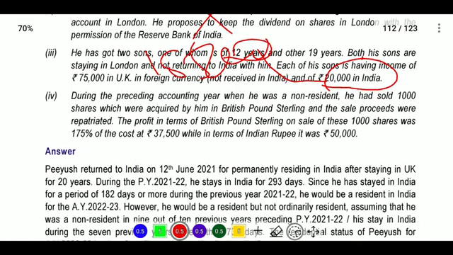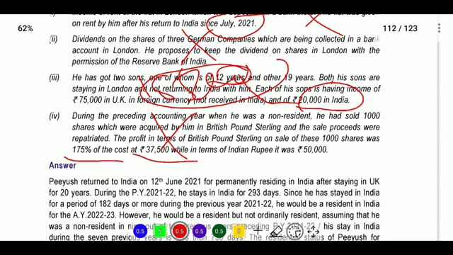Next, during the preceding accounting year, when he was non-resident, he had sold 1,000 shares which were acquired in British pound sterling, and the sale proceeds were repatriated. The profit on sale of these 1,000 shares was 175% of cost, 37,500 in British pound sterling, while in Indian rupees it was 50,000. Here the repatriation of sale proceeds: the income accrued outside India, he purchased outside India, and he got some amount, which was repatriated to India. It is not taxable in his hands. So only this amount will be added, and we will see the answer now.